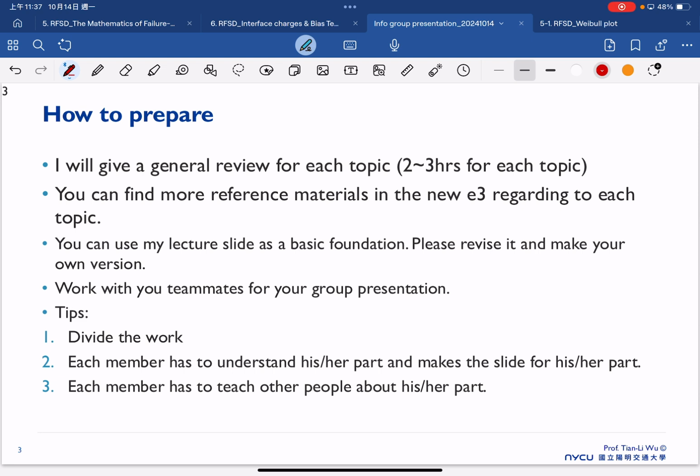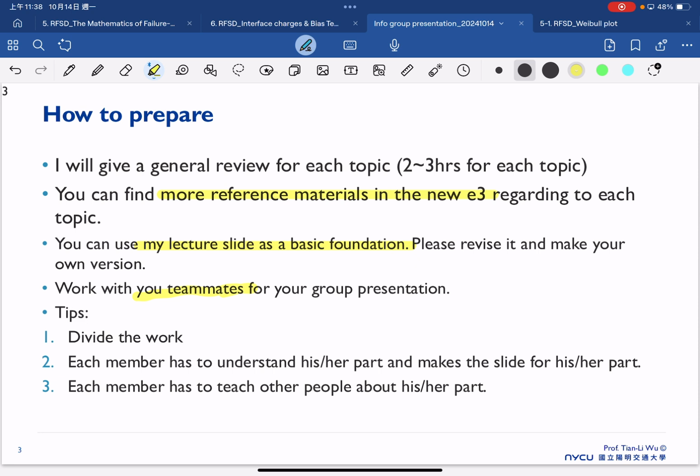I will also upload some more references in the new E3, and also some slides from last year or several years ago. I will upload some example slides from previous students for your reference. And you can use my lecture as a basic foundation. My lecture covers 2 hours, but you only need to prepare for 20 minutes. So you can take my slides as a basic foundation, but then make your own way to tell the story. And please work with your teammates.